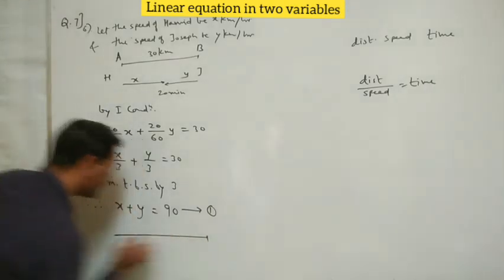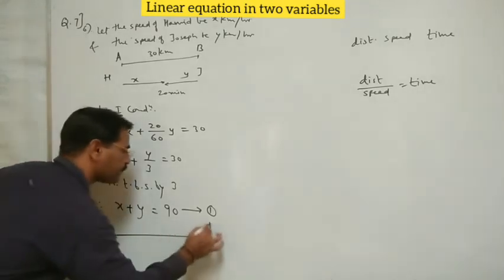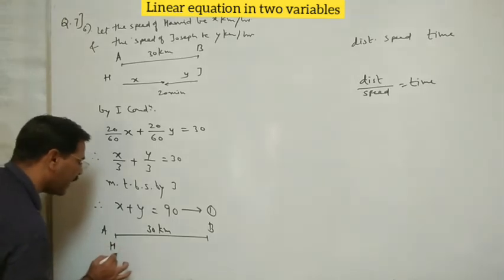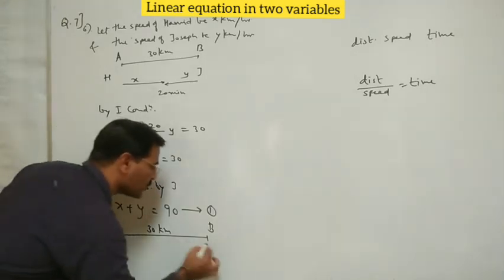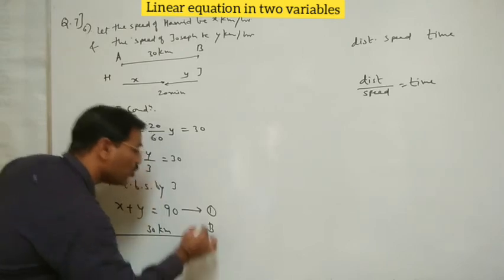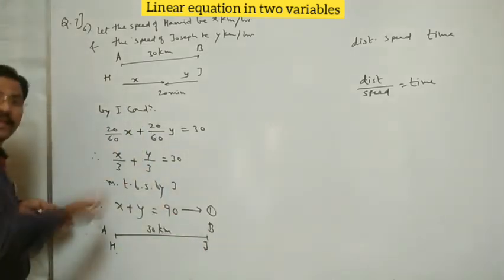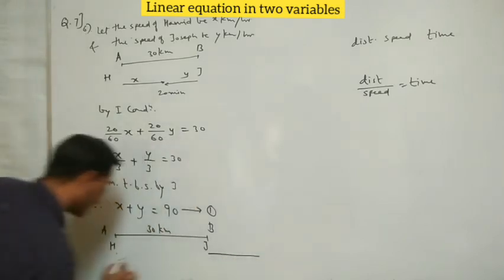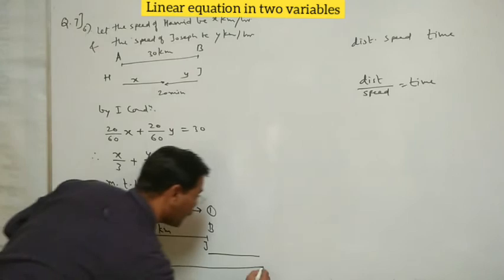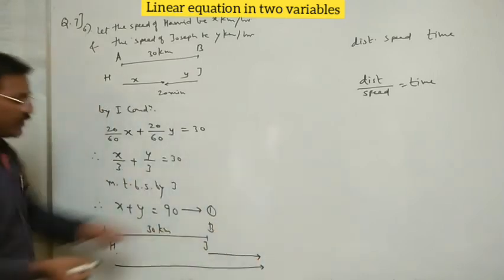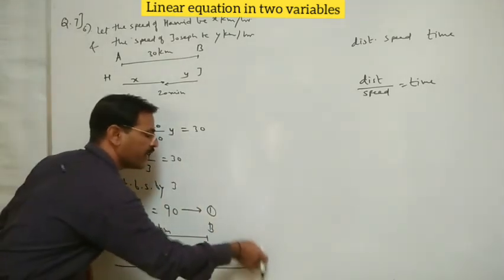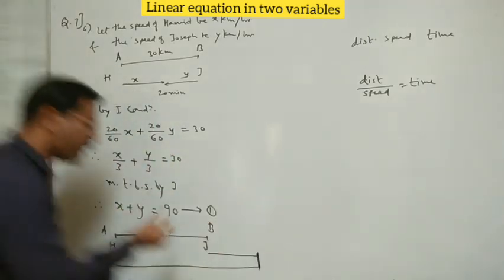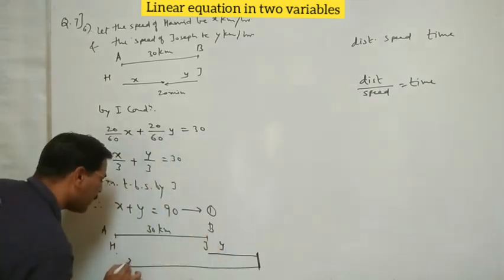Look here. This is A to B, that is 30 kilometers. Hamid started from A towards B and Joseph started from B, not towards A but opposite to A. Like this: Joseph goes to here and Hamid goes to here. So in 3 hours, they meet somewhere, at this particular point. Speed of Joseph is y. Speed of Hamid is x.